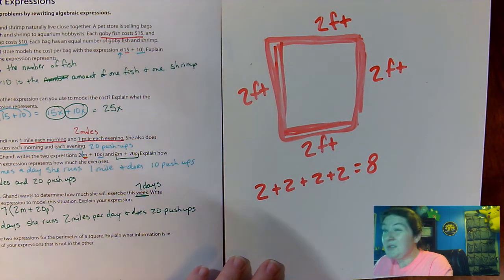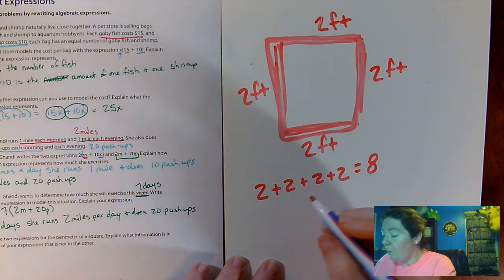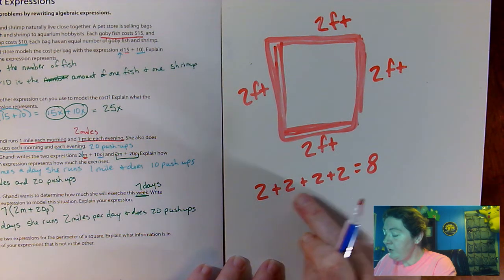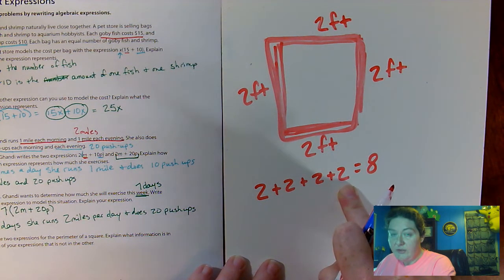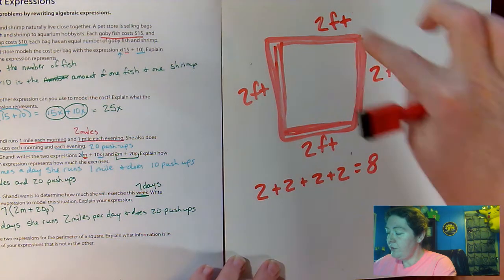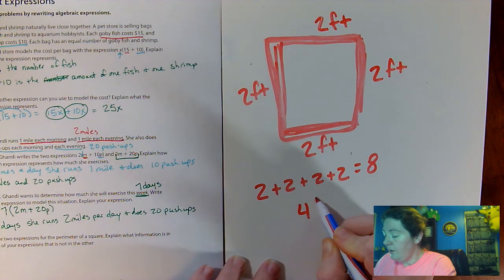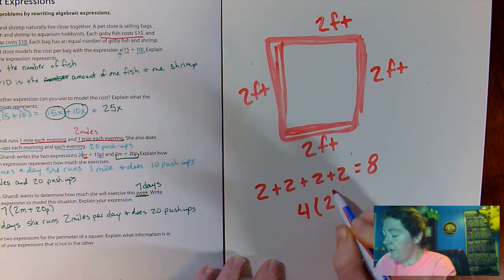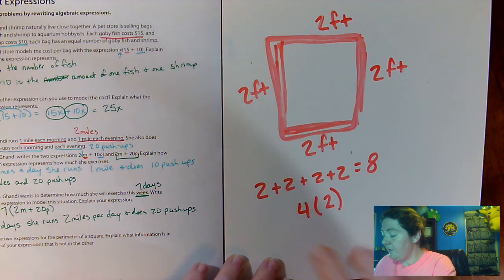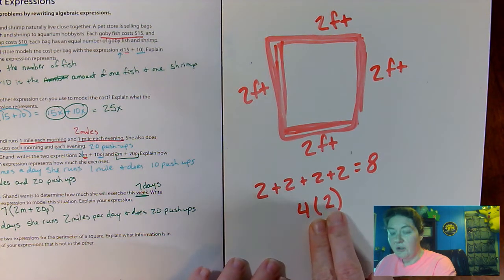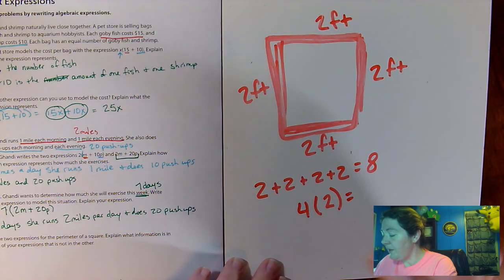But that's so 3rd grade, right? We don't do that anymore. We're going to say we have 1, 2, 3, 4 sides that are all the same length. That's 2 feet. And when things are smushed together, we know that means multiply. 4 times 2 is 8.